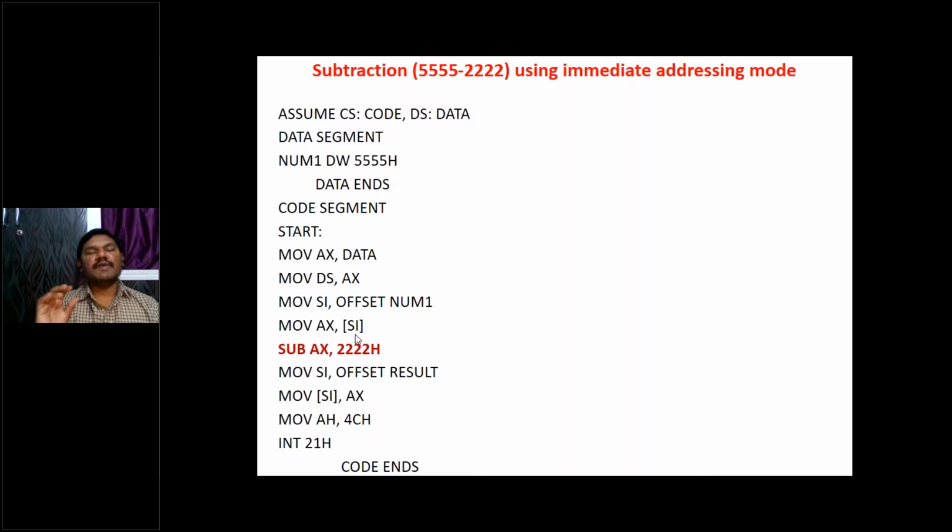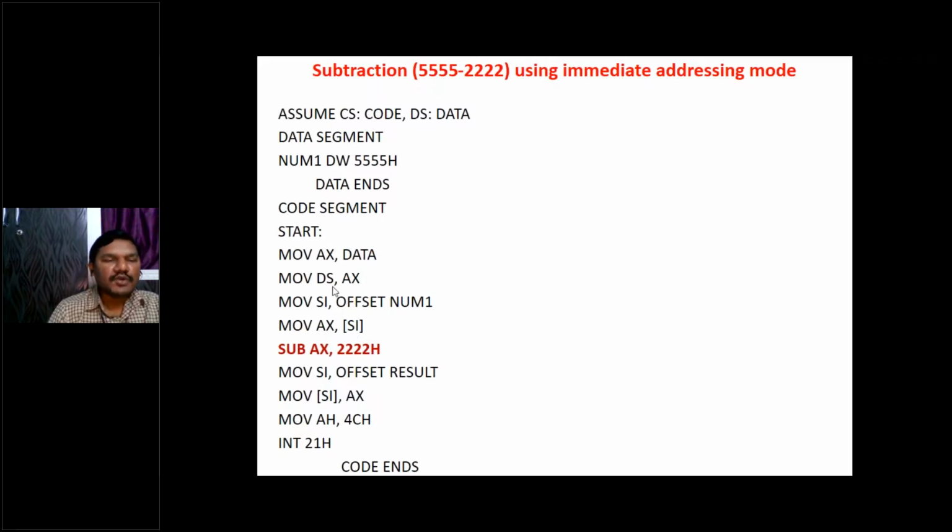SI is the offset value of the data segment. So we are writing like this. How to call the data which is defined in the data segment using SI? Because physical address means segment address plus offset address. Segment address is always fixed. The physical address is only depending upon the offset address. So the data segment can be combined with SI, BX or BP. Usually by default we always take SI, which is called the source index.